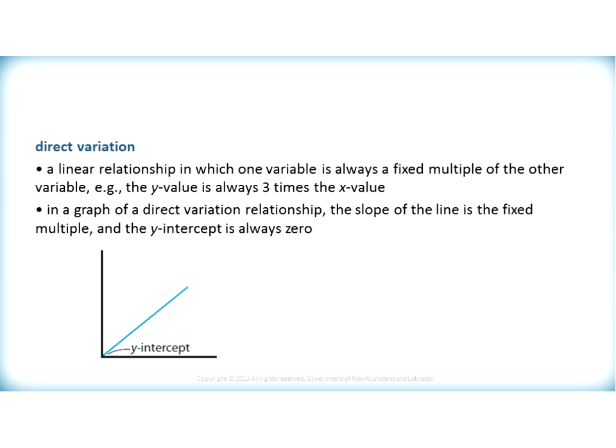So what is a direct variation? A direct variation is a linear relationship in which one variable is always a fixed multiple of the other variable. For example, the y value is always 3 times the x value. In a graph of a direct variation relationship, the slope of the line is the fixed multiple. So our slope is the fixed multiple in our relationship. And the y-intercept is always going to be 0 for a direct variation.